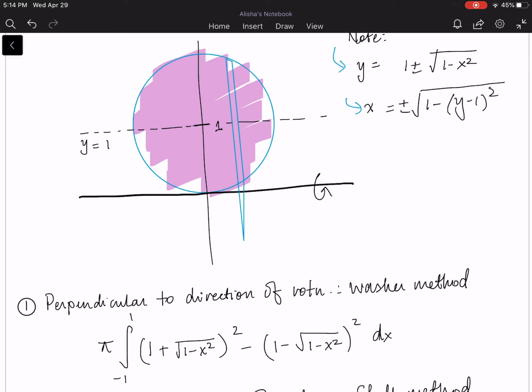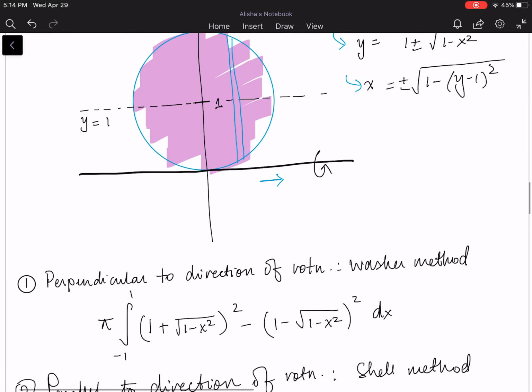then I would be going perpendicular to this axis of rotation. And so that would correspond to the washer method. And that integral would be pi times the larger radius squared minus the smaller radius squared, integrated between the appropriate endpoints.